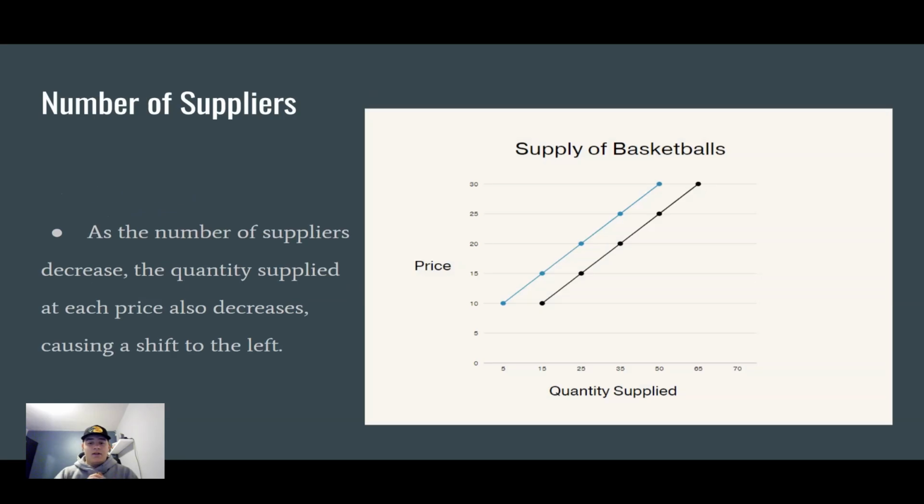Another example of a factor that can cause a shift in the supply curve is the number of suppliers. If the number of suppliers decreases, the quantity of supply will also decrease, causing a shift to the left, as shown in the graph to the right.